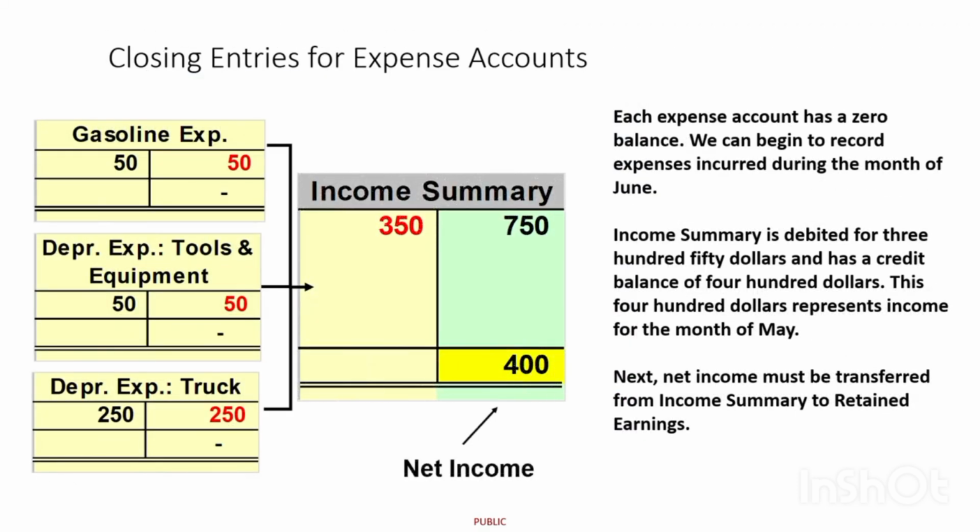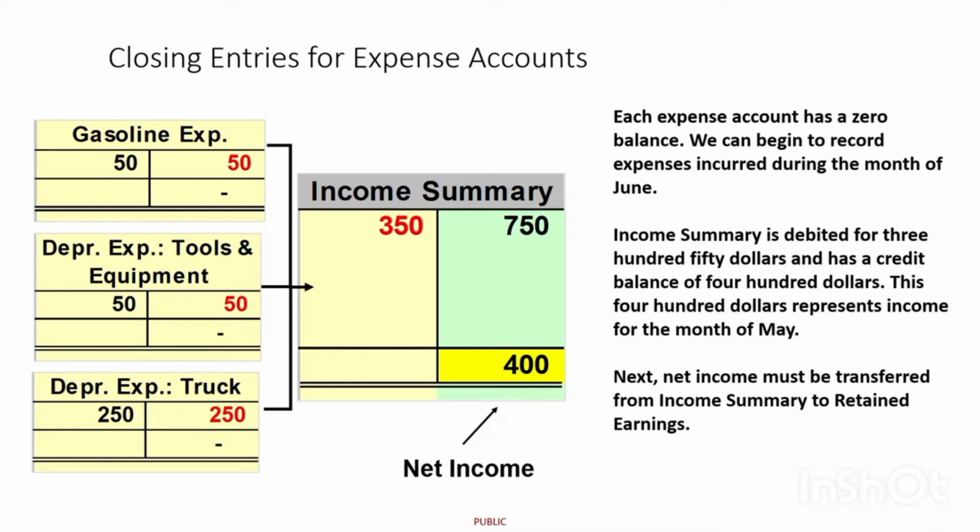So now closing entries for expense accounts. Gasoline expense is 50. Depreciation expense, that is tools and equipment, is also 50. And depreciation expense for truck is 250. So in the income summary we have 350 and 750. So we have to subtract 750 minus 350, which is 400.